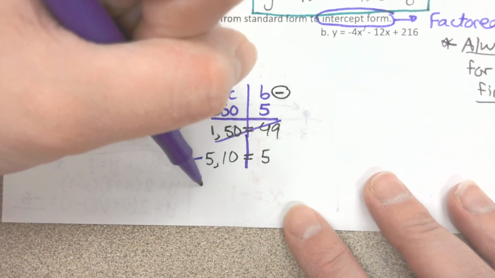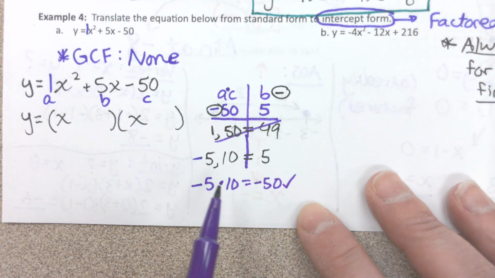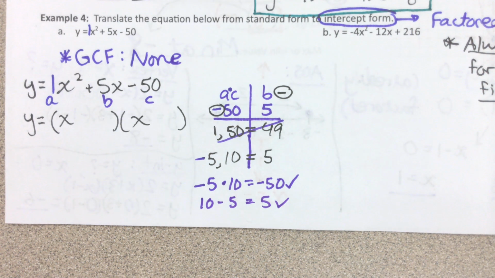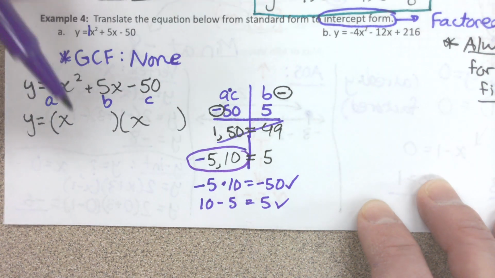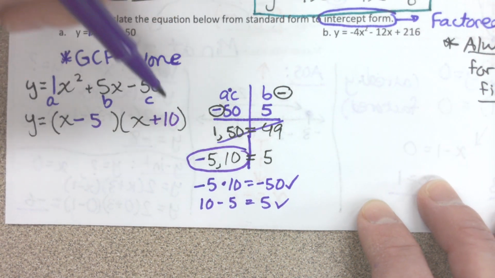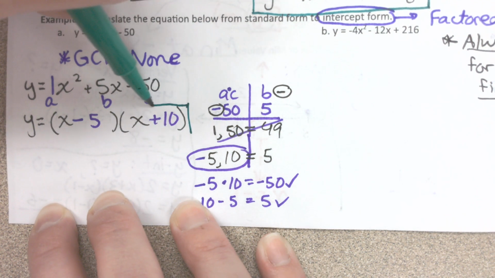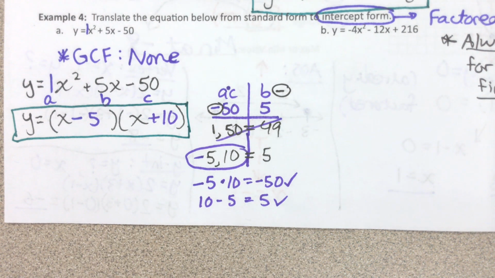Again, let's just do our quick check. Negative 5 times 10 is negative 50, yes. And then I'm going to switch the order for the subtraction. 10 minus 5 is 5, yes. So 5 is negative, 10 is positive. These are my factors, x minus 5 and x plus 10. That's my answer. Notice there is no equals 0, so we don't solve. We just stop here. Questions on A?